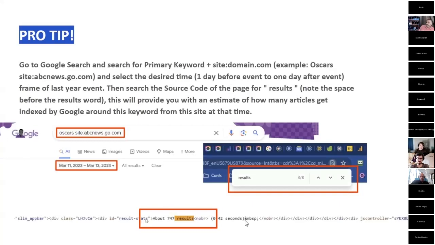Only look for the last 7 days. So you can see what other competitors are writing around this topic through Google. And again, remember, this is an estimate, but it can tell you, hey, they wrote about 700 articles about this topic.